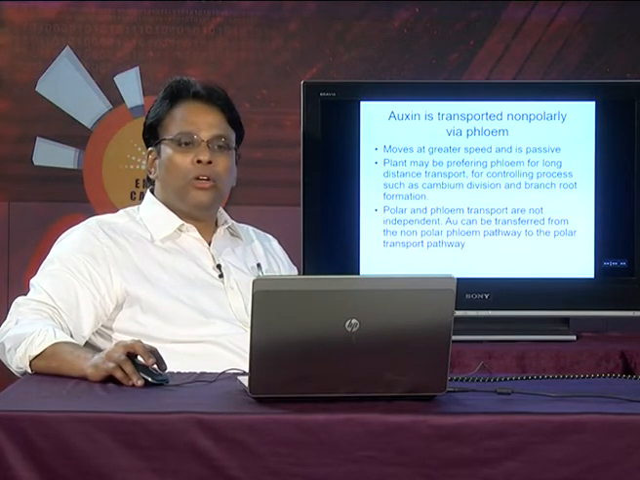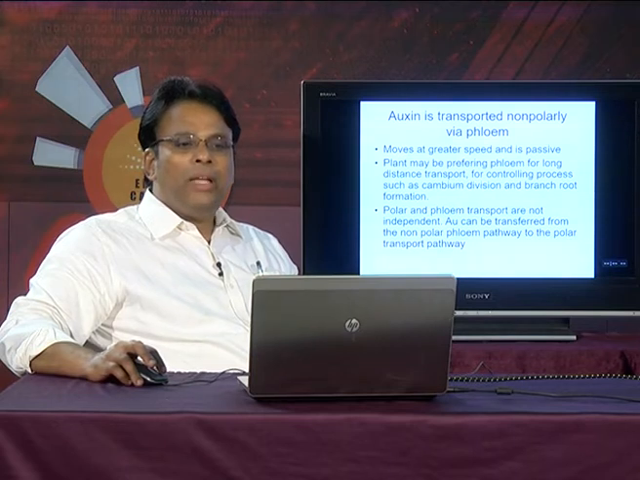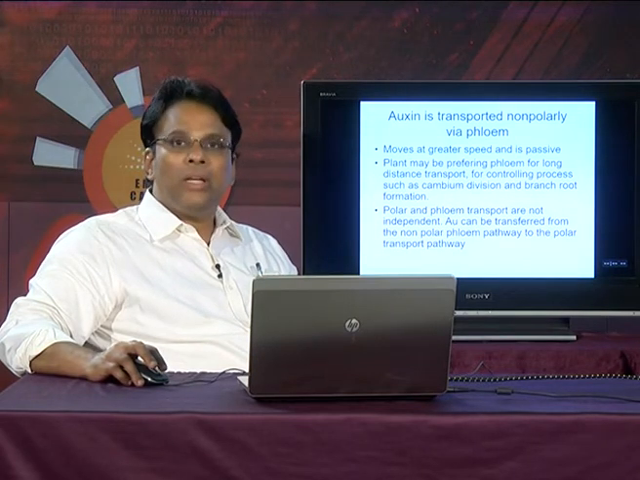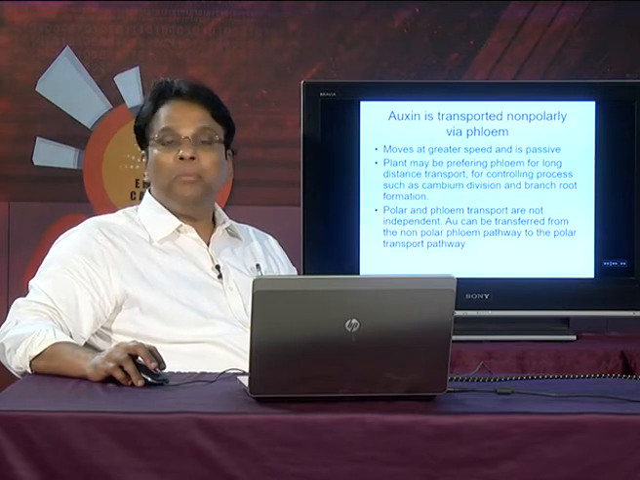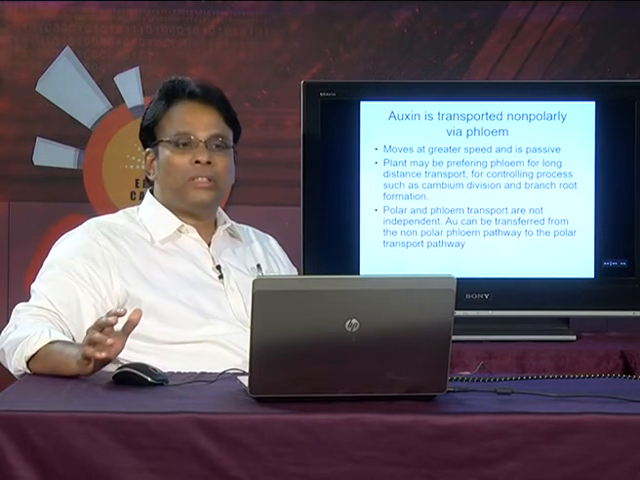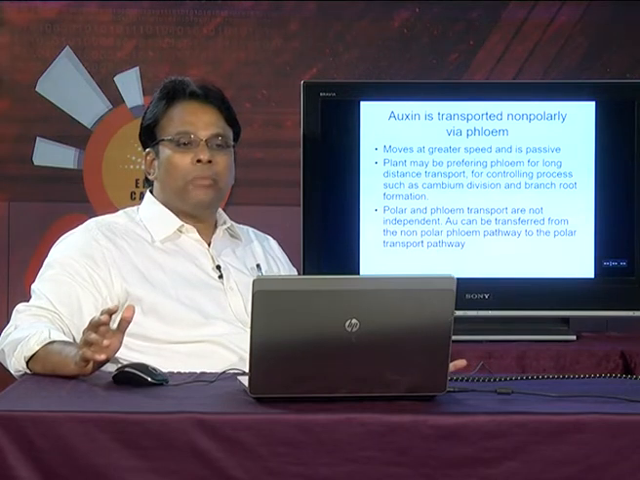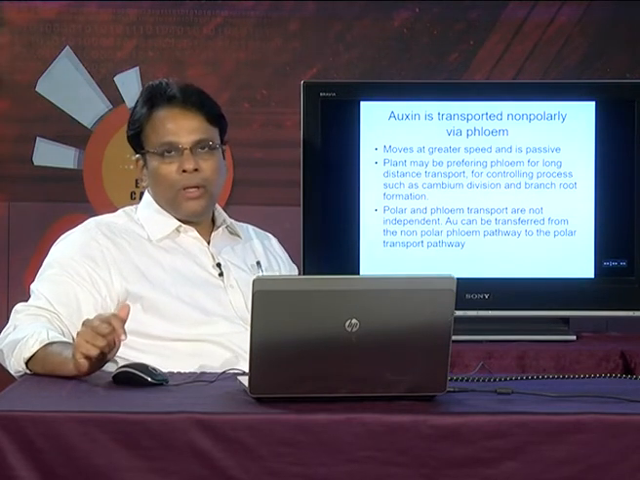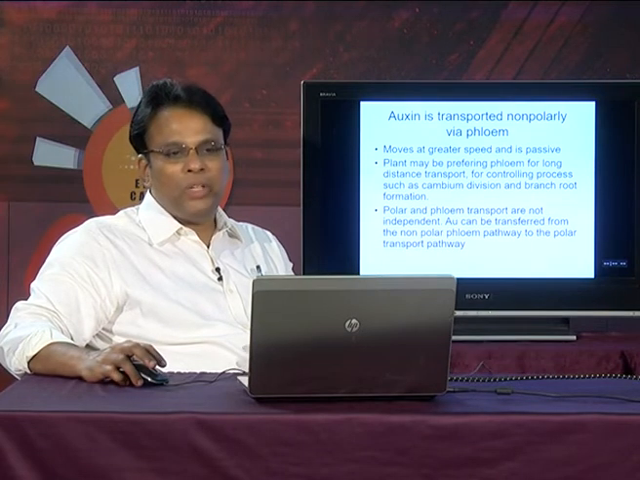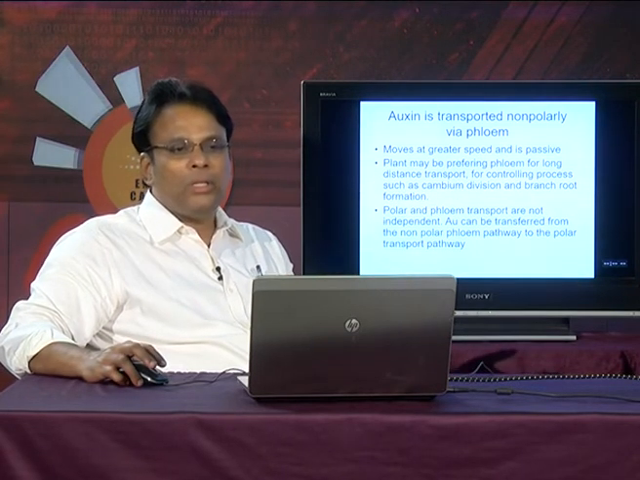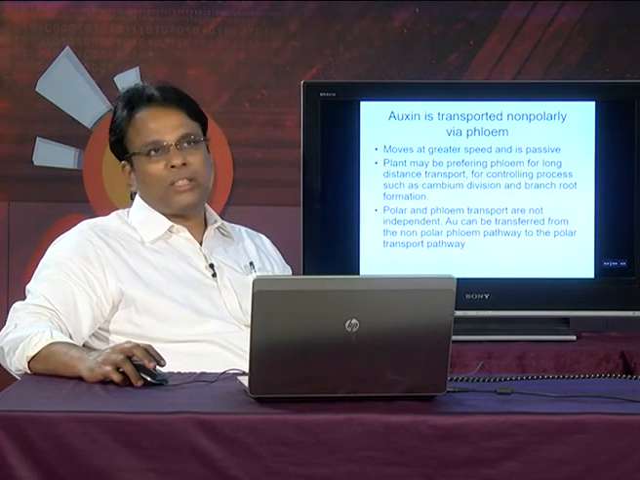Auxin is transported non-polarly via phloem. This takes place at a greater speed and is passive, no energy is required, and the plant may prefer it for long distance transport for controlling processes such as cambium division and branch root formation. So, when the plant requires auxin for these purposes, such as cambium division and branch root formation, the plant may prefer the phloem for long distance transport.